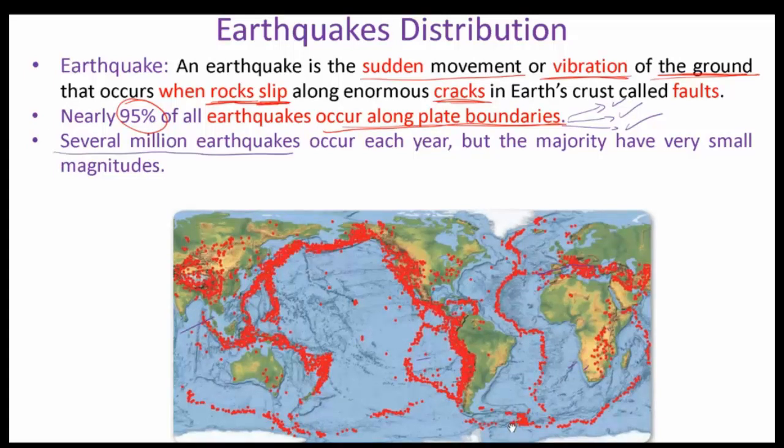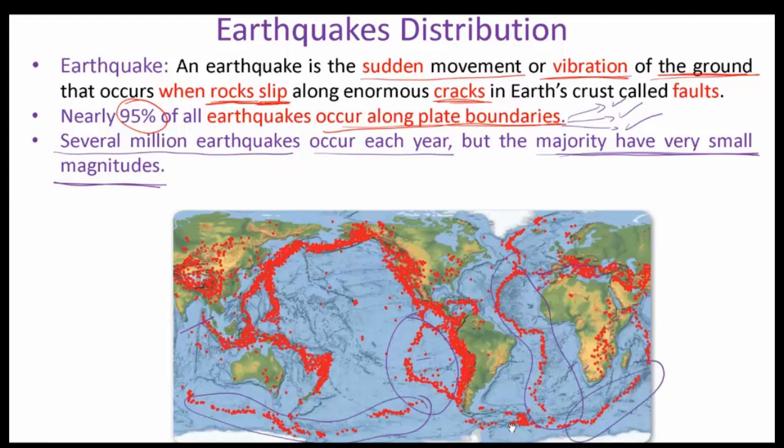Several millions of earthquakes occur every year. But alhamdulillah, majority of them, they have very low amplitude. 97% we cannot feel them because they have very small amplitude or magnitude. Okay, adding to that, most of them also happen inside the ocean. They happen inside the ocean, so we also don't feel most of them.